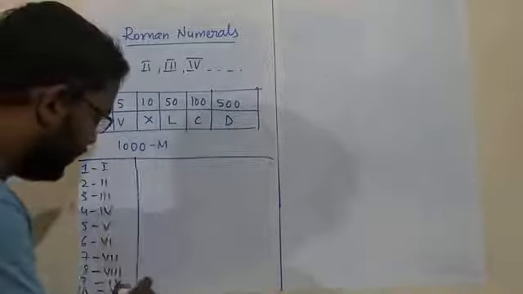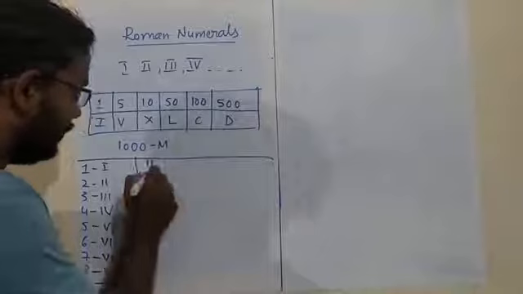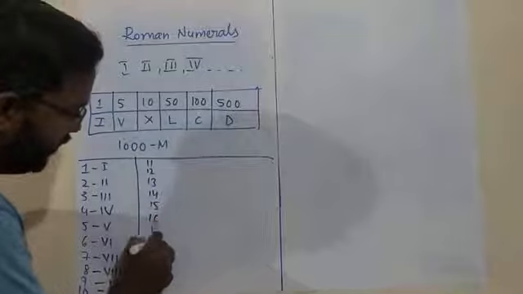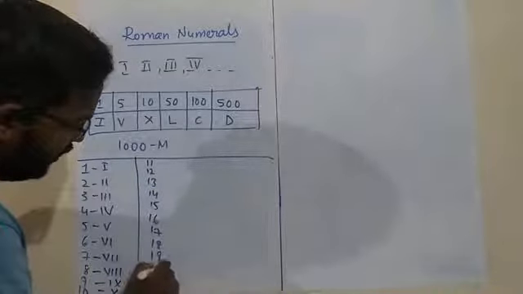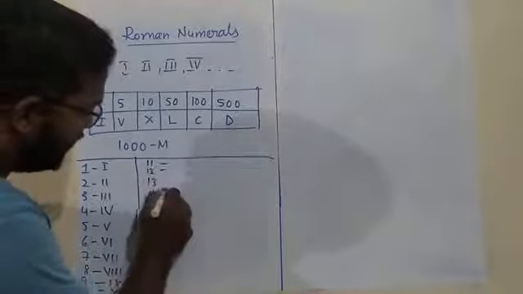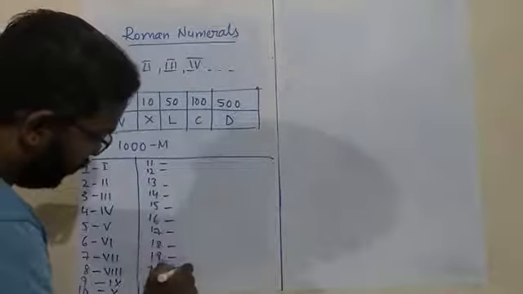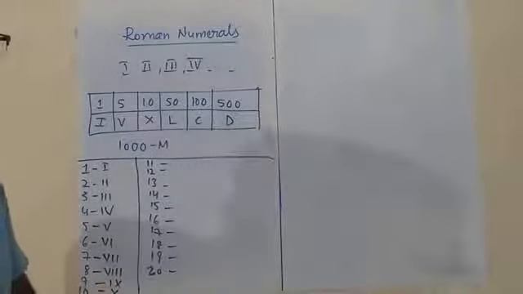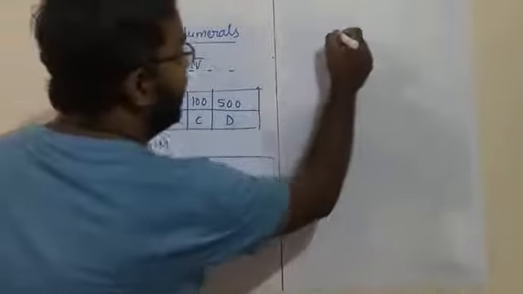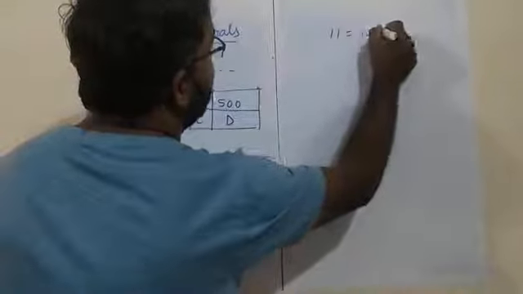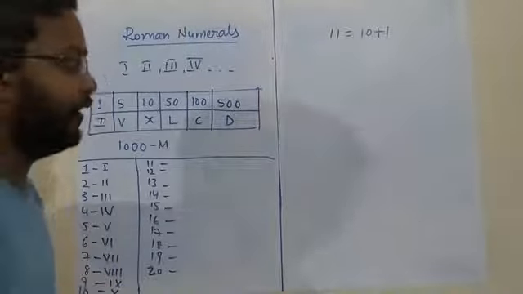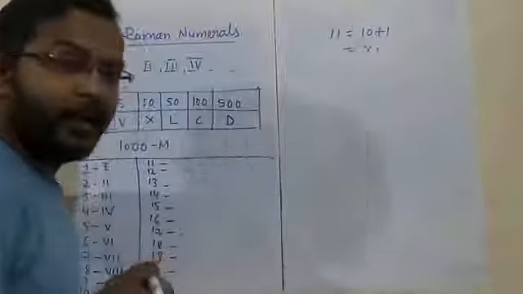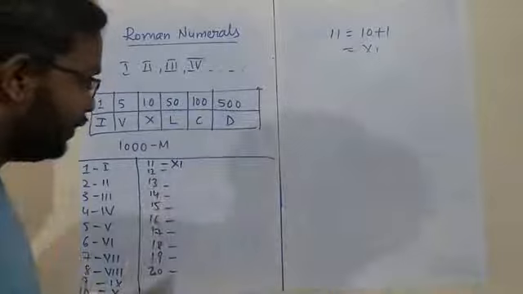Same way, all of you write it for 11, 12, 13, 14, 15, 16, 17, 18, 19, 20. It is very easy. We know for 10 we have used X. Then how to write 11? 11 can be written as 10 plus 1. For 10 we are using letter X, and for 1 we are using letter I. So XI will become 11.